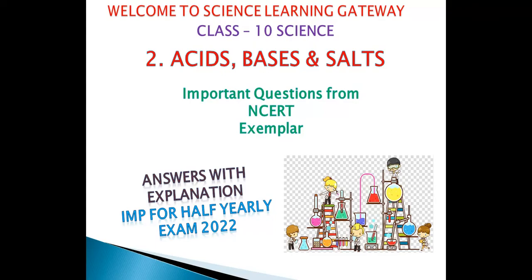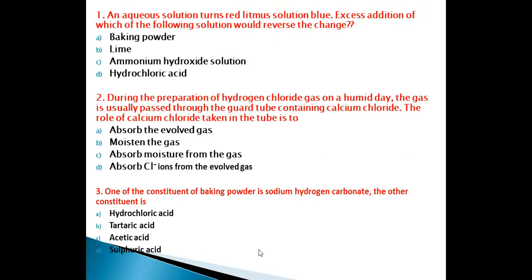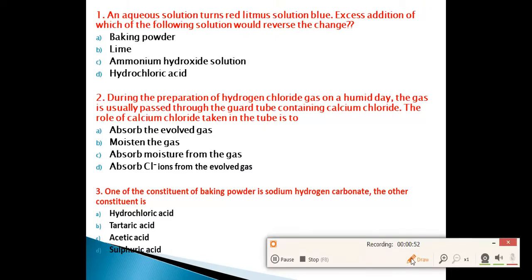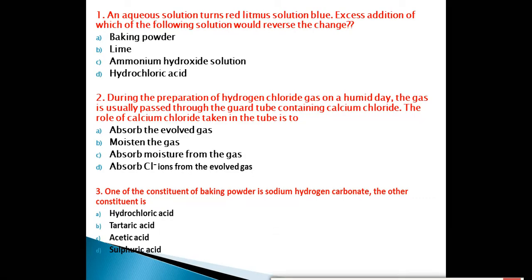So let's start with the questions of acid, bases and salts. In this we have discussed a few MCQ questions, short answer questions, as well as a long answer type question. The first question is, an aqueous solution turns red litmus solution blue. One solution is there in which if you have dipped a red litmus paper, it changes into blue color. Then that solution must be a base, correct? Then excess addition of which of the following solutions would reverse the change, means from the given options what we will add so that the blue litmus paper will change into red litmus paper. So which solution will change a blue litmus paper to a red?